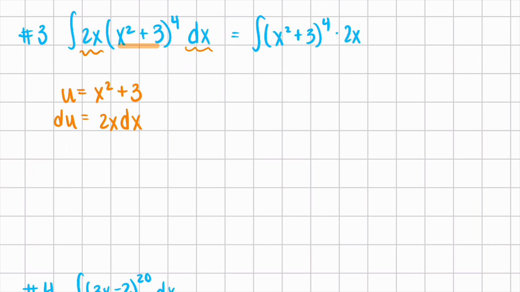As you do more problems, you might skip this middle step. But notice you have your u and you have your du. So let's rewrite this in terms of u. This is going to be u to the 4th du.